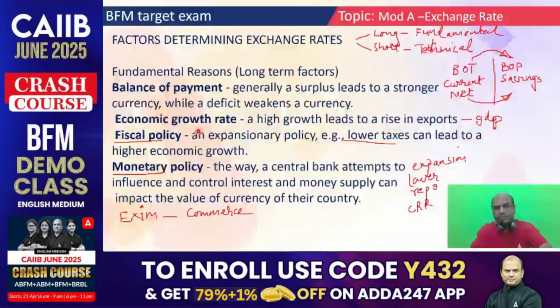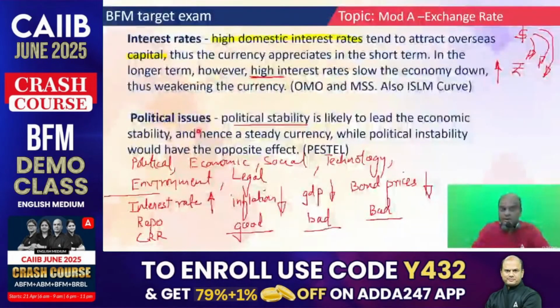There are two more. Interest rates. Interest rates means what? Your repo rate. Generally, any country which has lower interest rate has stronger currency. So high domestic interest rates tend to attract overseas capital. Look at our country. Our repo rate was around 6.25. Now it is, I think, 6.5. Present repo rate, they have reduced it just now.